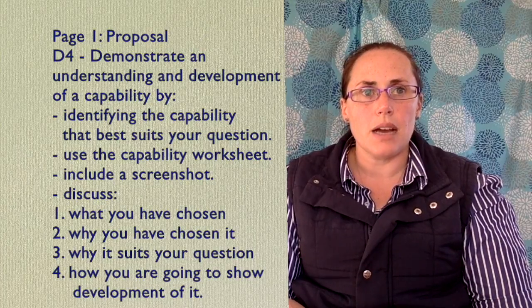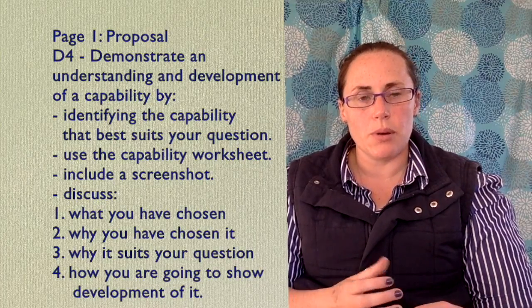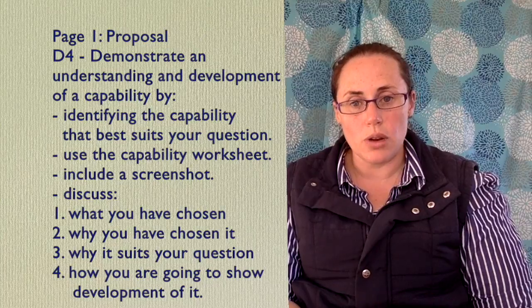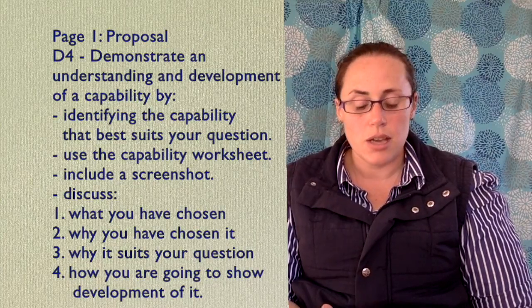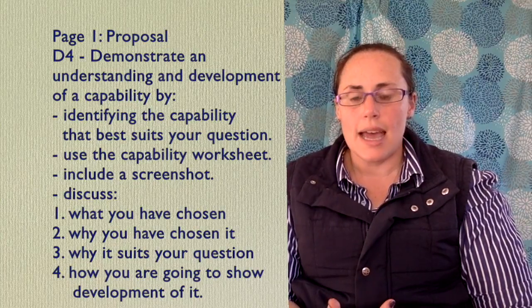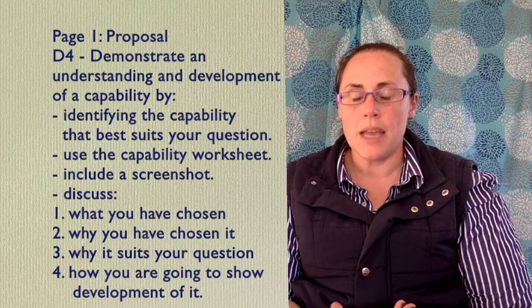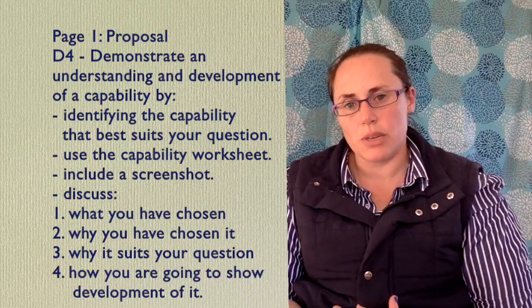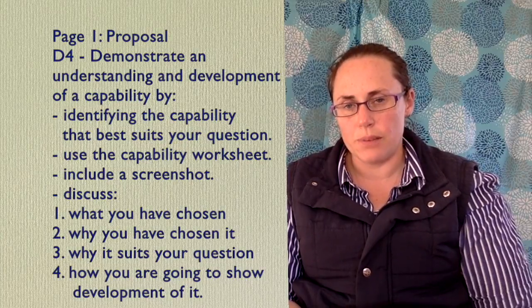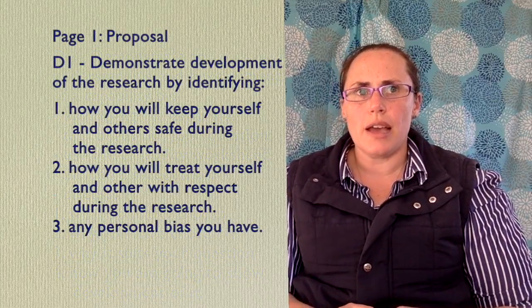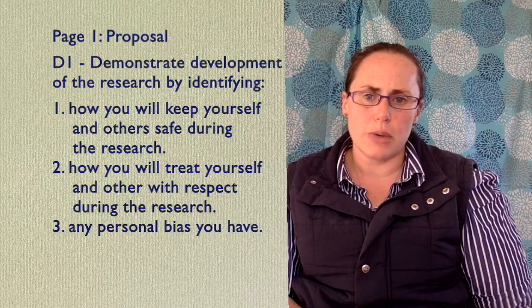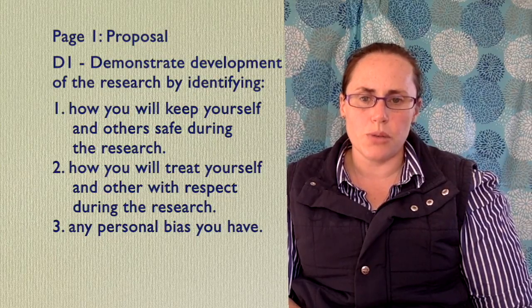So that section of your proposal, what you would need to talk about is what the capability is that you've chosen, why you've chosen it, how you think it could be developed related specifically to your question, and also how you're planning on showing development of it throughout your folio. There's also ethical considerations that need to come into effect in your proposal.